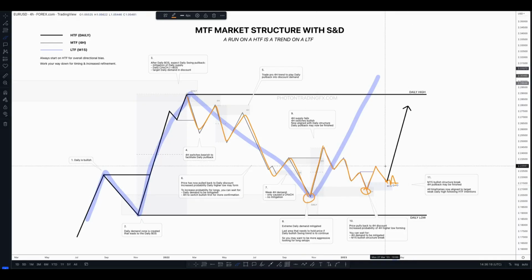You see how it's just fractal. It all turns on the lower time frame first to confirm the higher time frame, to confirm the higher time frame. But we don't start on the lower time frame. We always start on the higher time frame and then we work our way down, okay? It all comes from the higher time frame.